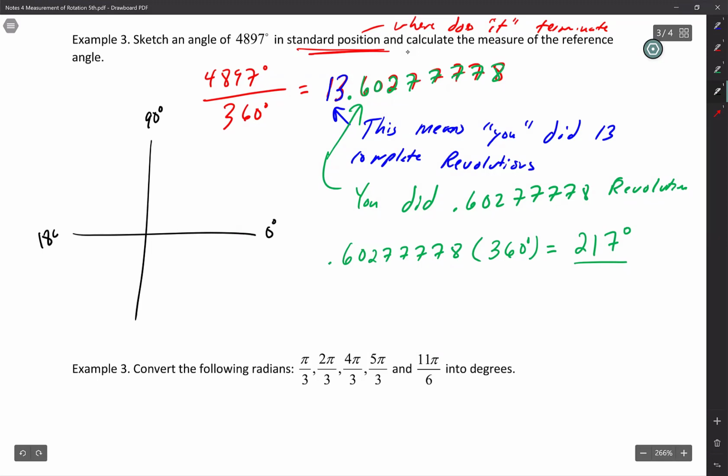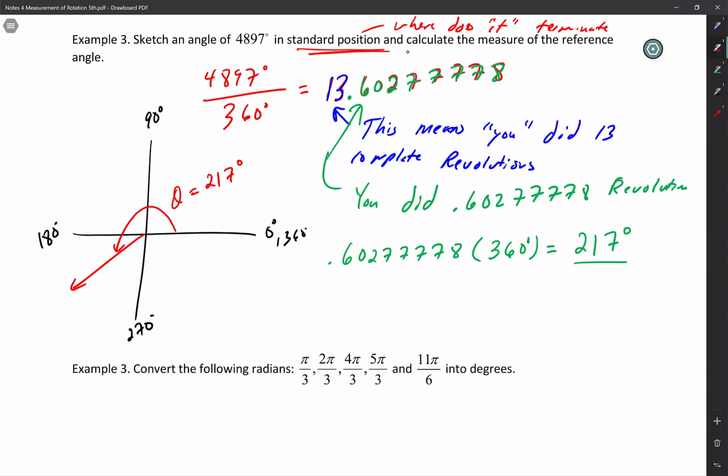Three. Yeah, quadrant 3. Sorry, I'm just making it a habit to always put those labels there for you guys. So you're somewhere there. You don't have to be perfect, as long as you're in the right quadrant there. 217 degrees, there it is. They wanted me to find the reference angle.